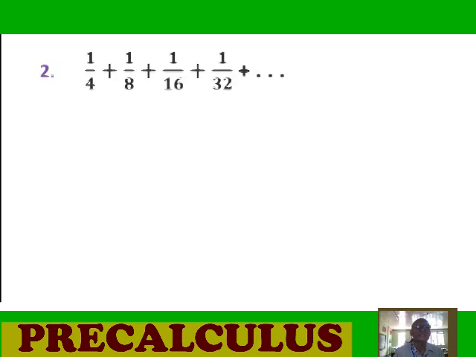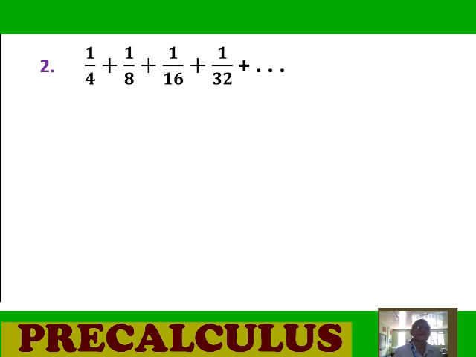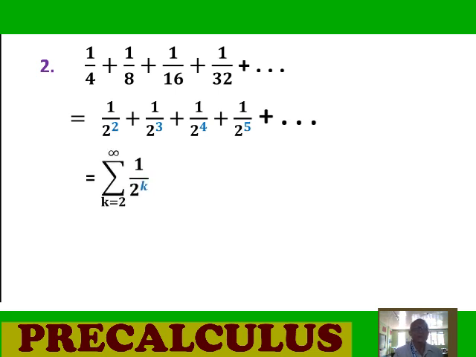Okay. Next example, 1/4 plus 1/8 plus 1 over 16. As we examine the denominators of the fractions, 4 can be written as 2 to the second power, 8 as 2 to the third, 16 is 2 to the fourth, 32 is 2 to the fifth. So our summation is 1 over 2 to the power of k, or equal to 2 to the power of negative k, starting from k equal to 2 up to infinity.